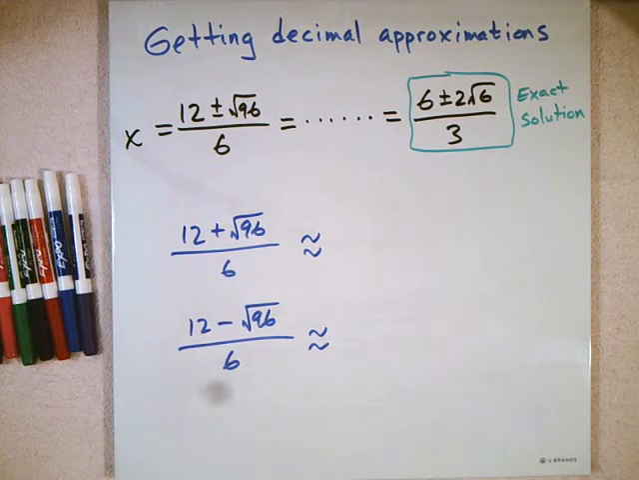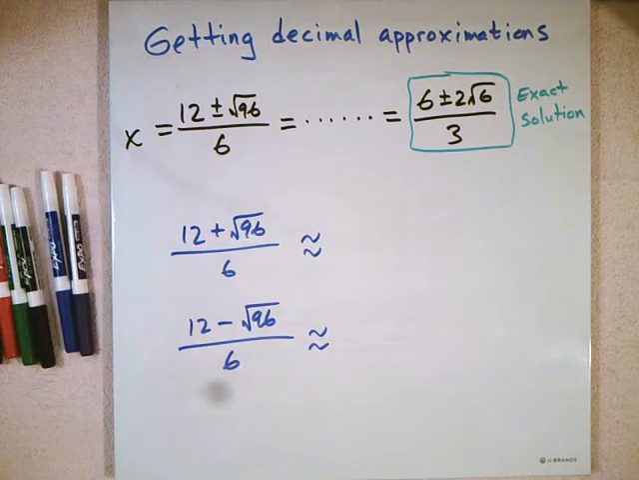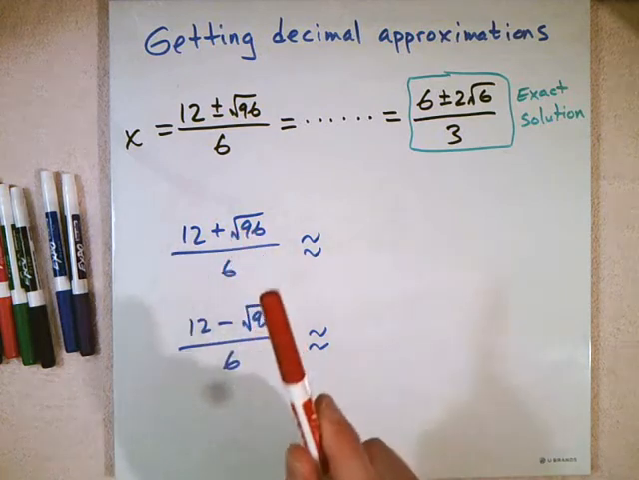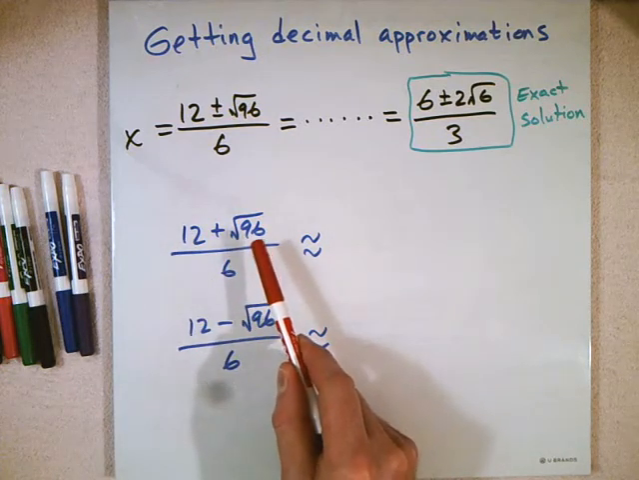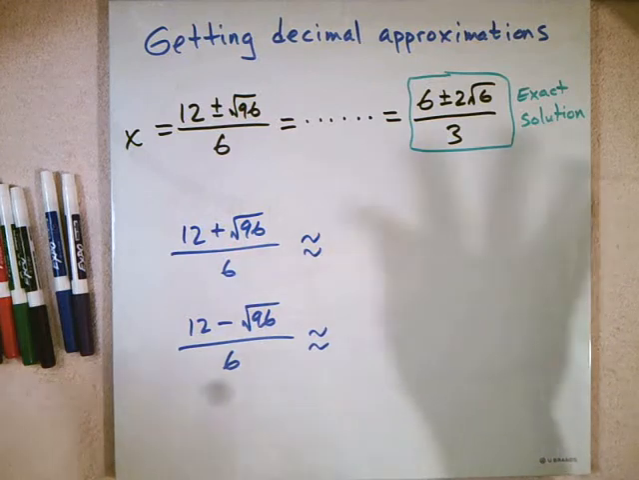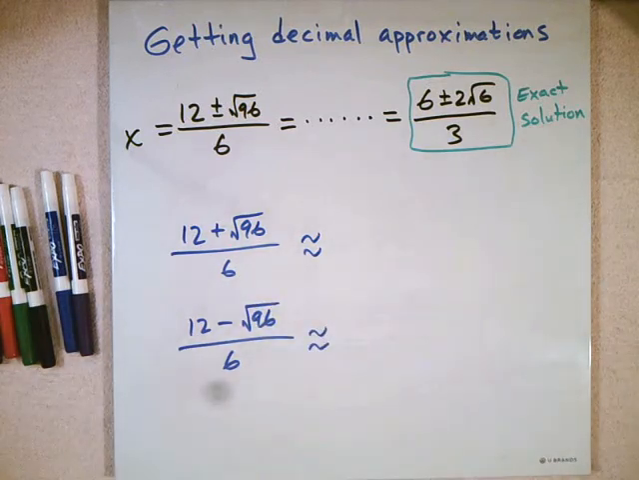Essentially, there's two ways to go about doing this. You could take your calculator out and type in 12 plus square root of 96, and then you say equals and get that value. That's your numerator. Then divide by 6 and get your final answer. That's one way to do it.